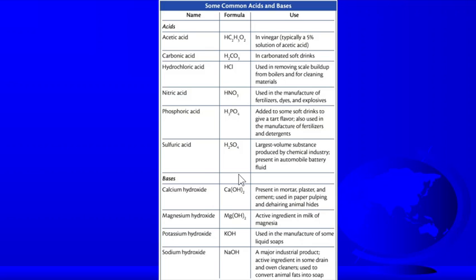Paper companies use a lot of sulfuric acid. Ever gone by a paper mill and you go, "Oh man, who did that?" That's because of sulfuric acid.